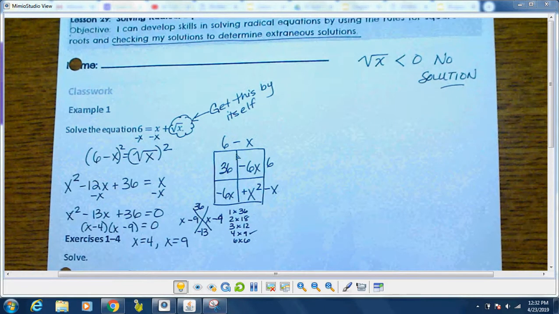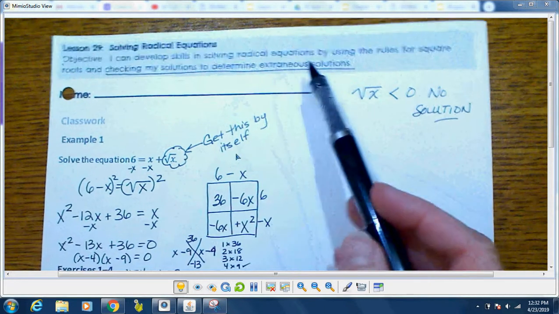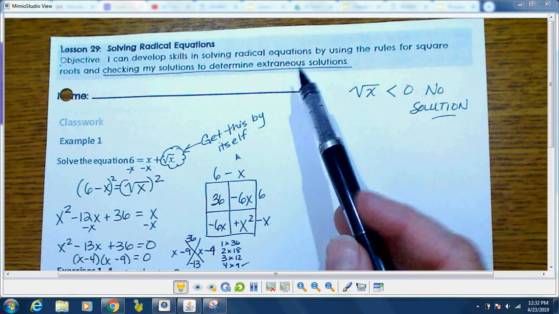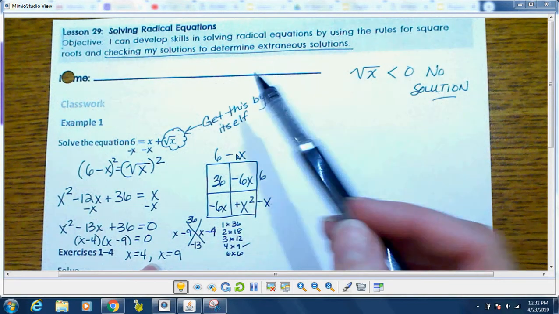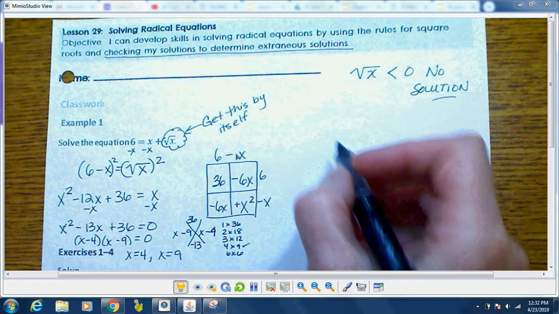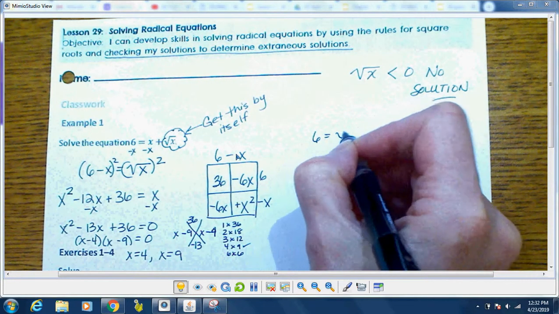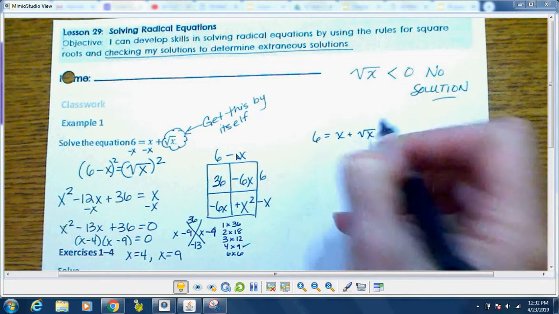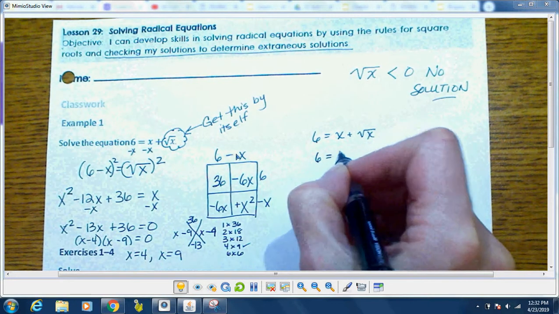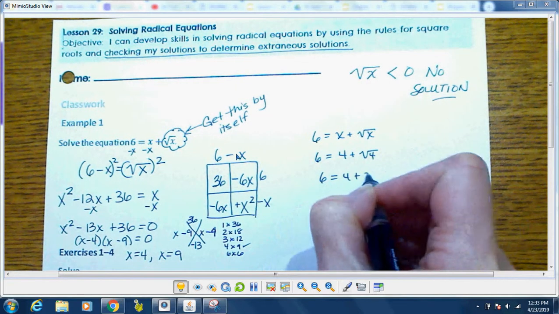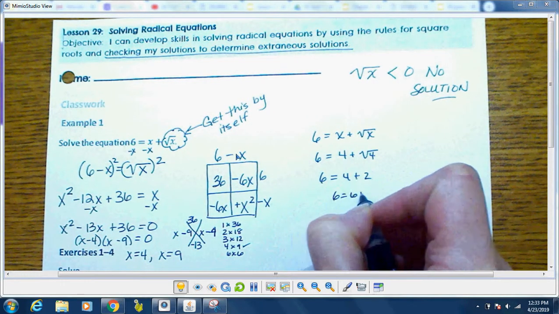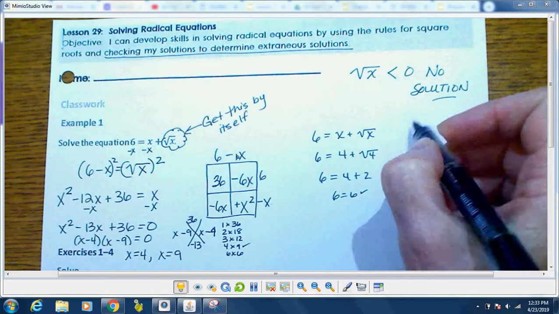But remember, the second part of our objective is we have to check, because it's not really obvious if it's an extraneous solution or not. So I'm going to plug these back into our original equation. First I'm going to try 4. 6 equals 4 plus the square root of 4. 6 equals 4 plus 2. Yep, that works.